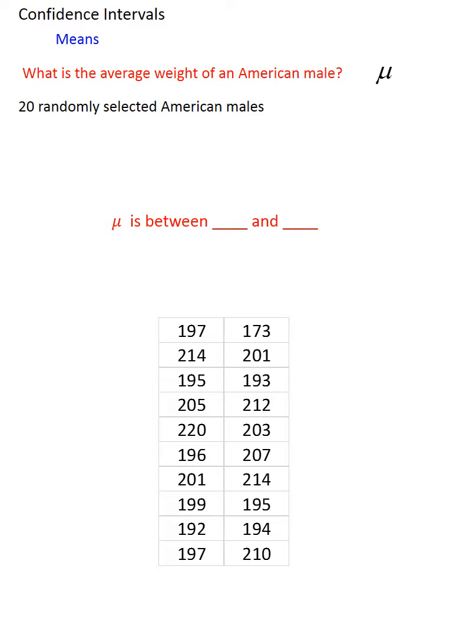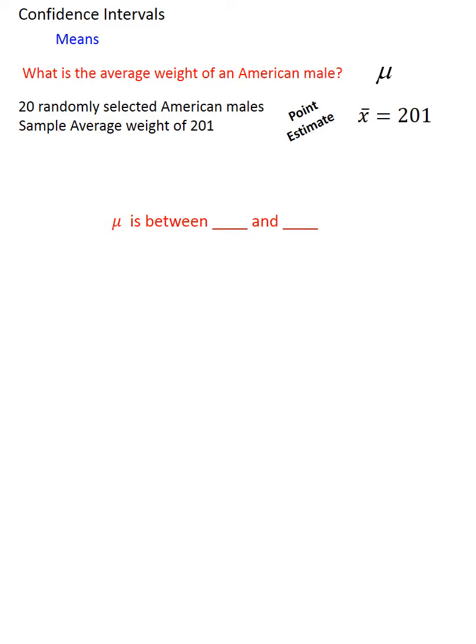Now it turns out this sample average shown here is 201 pounds. You could compute that yourself by just adding up all the weights and dividing by 20. And we call that X bar, or our sample average. We also call it a point estimate, because if at this point we had to say what the most likely population average would be for American male weights, the one number that we could say at this moment is, well, 201. But of course, samples vary, so we don't know for sure that the population average is 201.